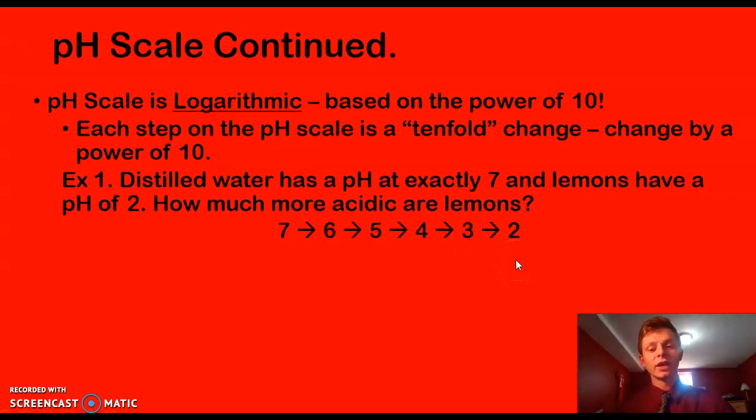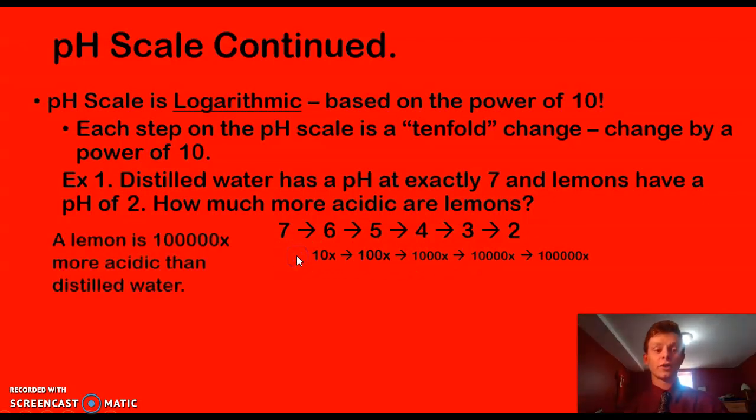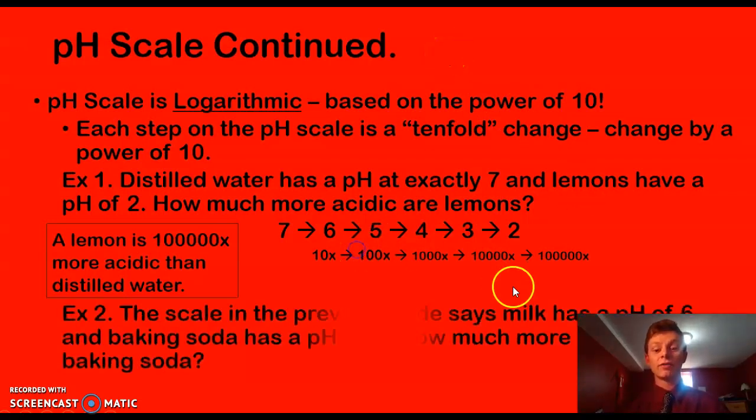So if you write down your 7 to 2, once you do that, you can then count using powers of 10 in order to see how much more acidic it is. So you would start at the next number. 10 times would be at 6, 100 times at 5, 1,000 times at 4, 10,000 times at 3, and then 100,000 times at 2. So therefore, a lemon is 100,000 times more acidic than distilled water. And that's based off of the fact that your pH scale is logarithmic and it's based on a power of 10. So I have another example here.